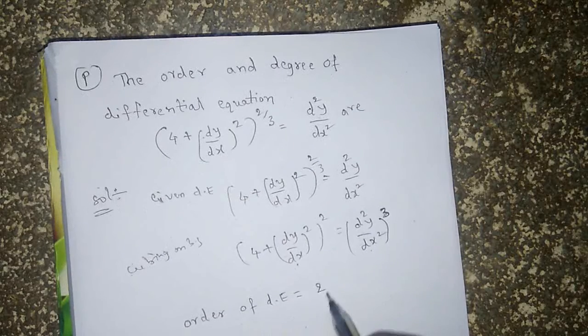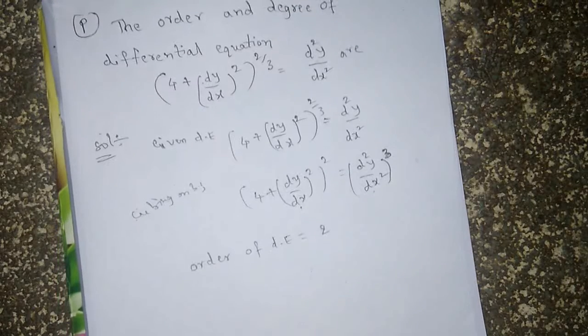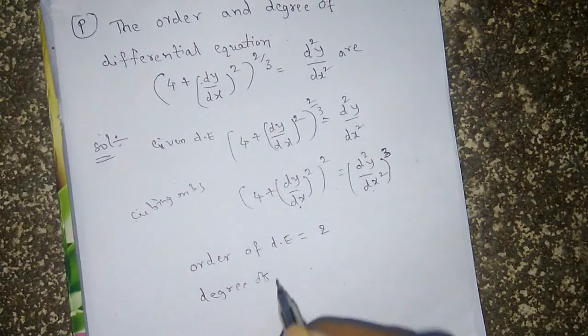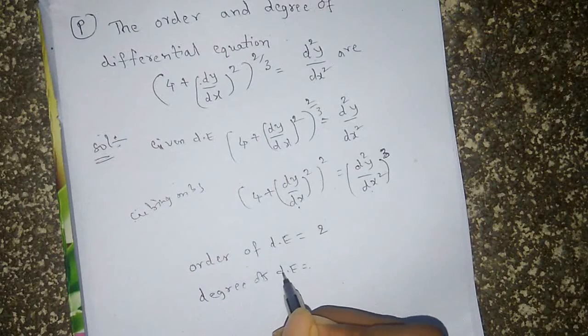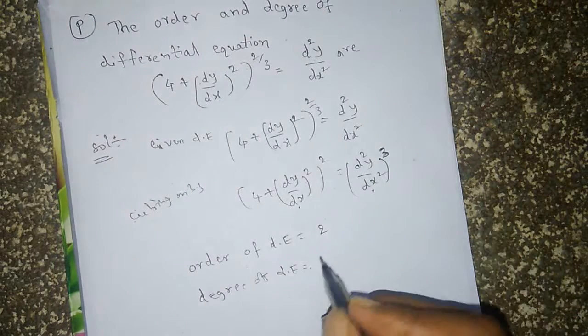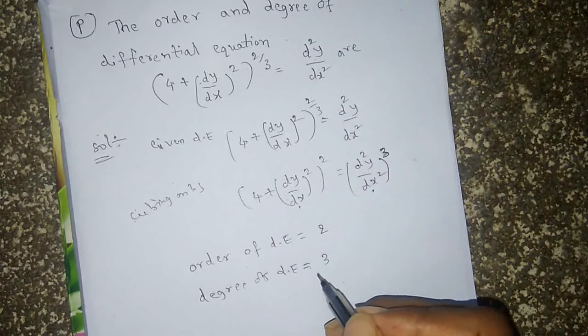Therefore the order of the given differential equation is 2. And degree is the power of the highest order derivative. Here the highest order derivative is of order 2, and its power is 3. Therefore the degree of the differential equation is 3.